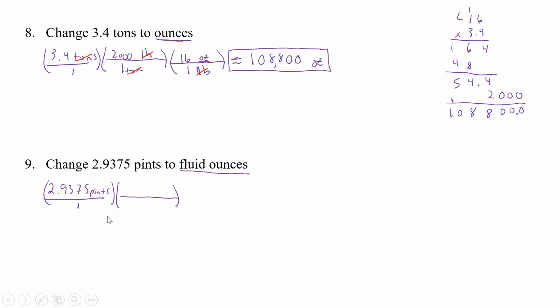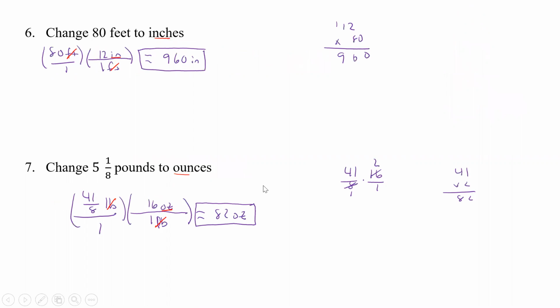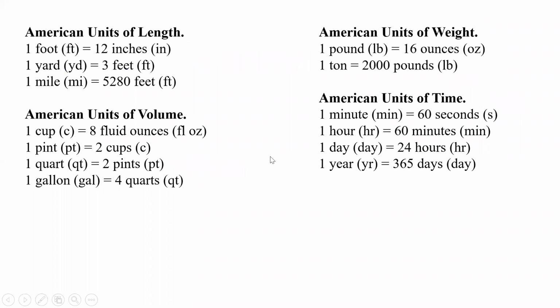Well, does anybody remember the conversion? Let's see here. What would you have? So volume, ounces, pints, ounces. Oh, well, first we have to go, 1 pint is 2 cups. And then after that, we can say, okay, well, 1 cup is 8 fluid ounces. So we have 2 conversions we're going to have to go through here.